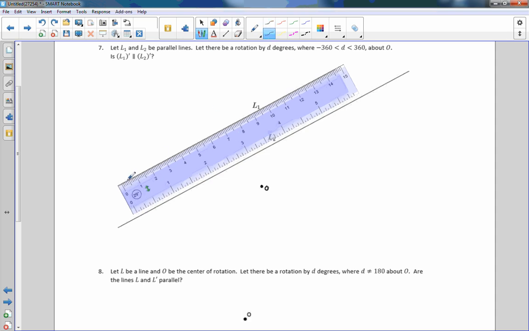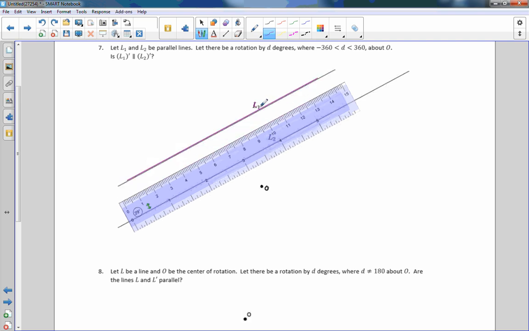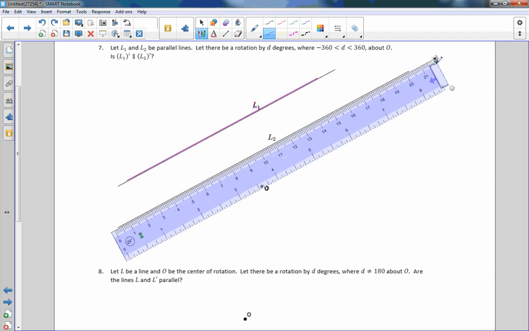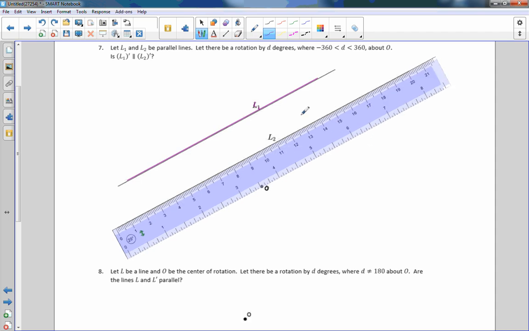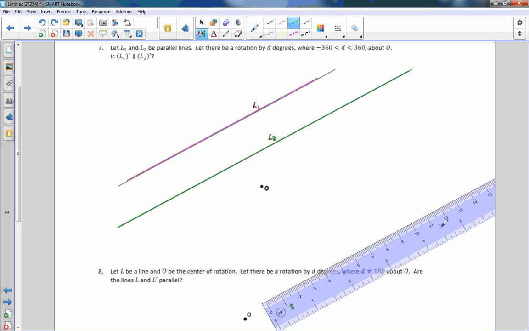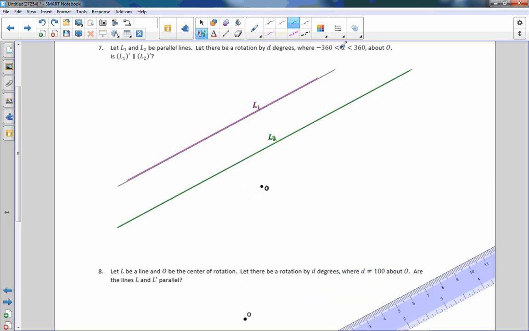Let's make L purple this time. There's L1. And I need to extend my ruler a little bit here. And I will make this one green. There's L2. Okay, so we're going to rotate these, and I'm going to explain to you what they mean by not 360 or negative 360 degrees. So I grouped everything now. My purple line's a little bit shorter, but that's okay.